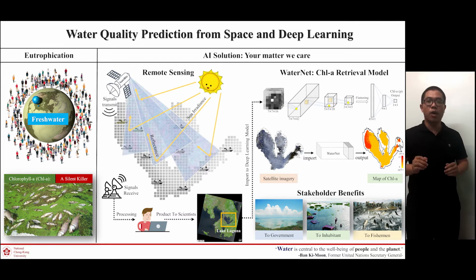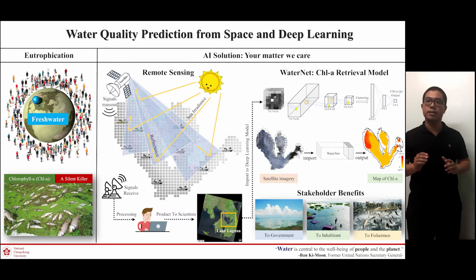In this study, we use satellite remote sensing technology and deep learning technique to create the spatial distribution of the chlorophyll concentration for one of the most important but also very polluted lakes in the Philippines, Laguna Lake. So what is remote sensing and how does remote sensing become very useful in water quality research?